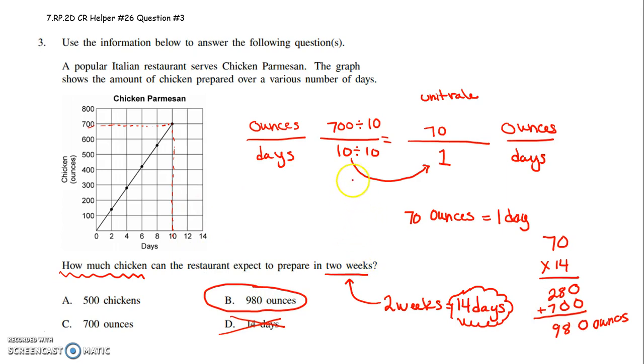Awesome. I have to tell you, if this was on a state test, I'd have a pretty good shot at this, even without any calculations. As soon as I know 10 days is 700 ounces, 500 chickens... not even, this doesn't talk about chickens, it talks about ounces. So this could be eliminated. Chickens and days, the whole graph is about ounces. All right, so that's that. Hope that helps.